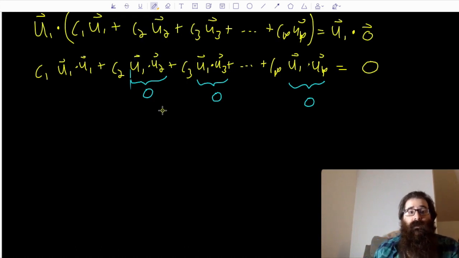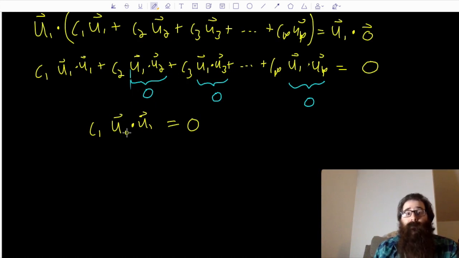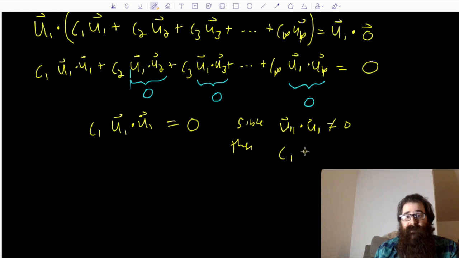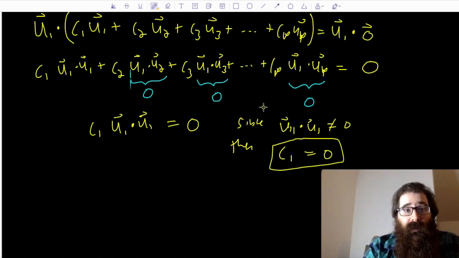So in that case, all this is going to leave me with is c sub 1 times u sub 1 dotted with itself, and then all these other terms are plus 0, so on and so forth, and then equals 0. However, we said that these vectors are non-zero vectors. So in fact, u sub 1 dotted with itself cannot give us the 0 constant. So since u sub 1 dotted with u sub 1 does not equal 0, this implies that c sub 1 must be 0. So right away, we have our first result.